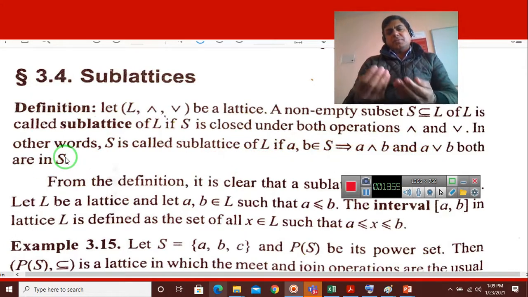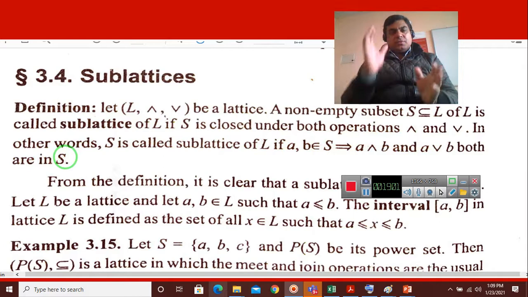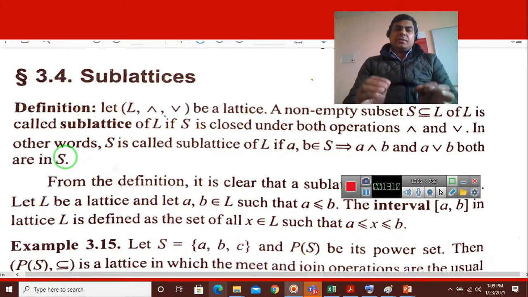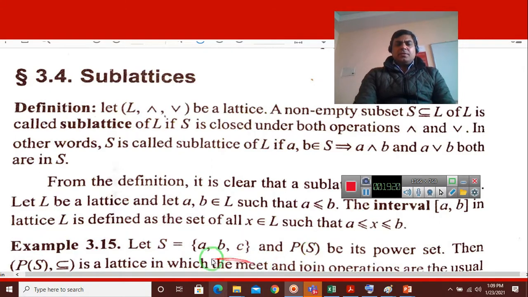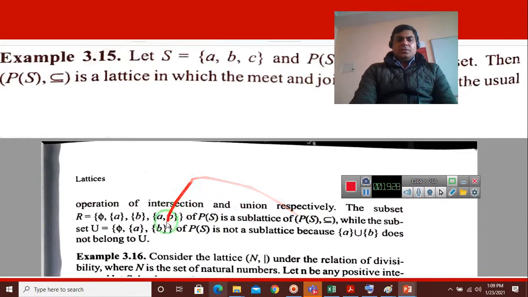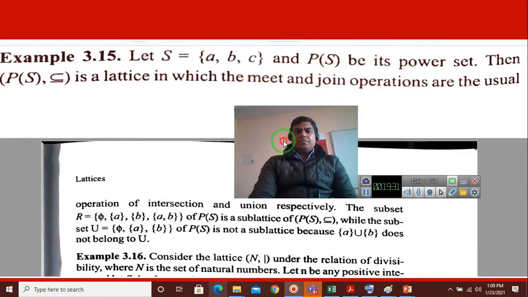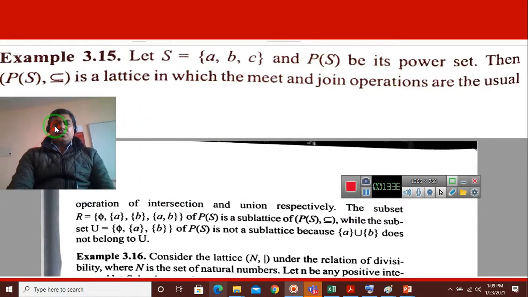Just similar, just take some small elements. If L has a set of 10 elements, and now we are choosing only 6 elements, then in those 6 elements, all elements having the supremum and infimum are in S also. This is called a sublattice. For example, A, B, C, we have discussed this question many times. So if ABC is the power set, then P(S) is a lattice, with meet and join operations in the usual meaning. We have discussed this already.